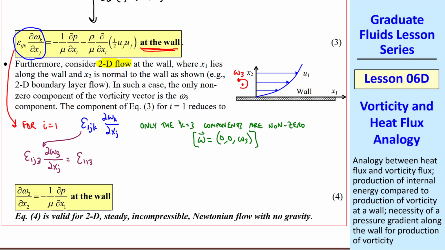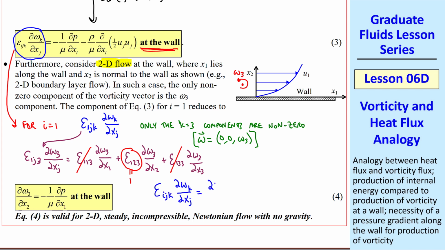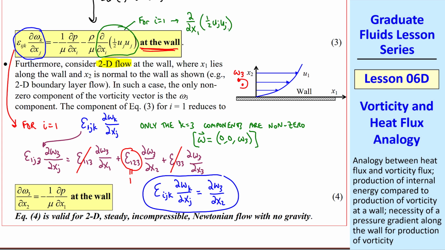Summing over j, we have epsilon 113 ∂ω3/∂x1, plus another term with j equal 2, plus a term with j equal 3. Well, remember that this guy is 0 and this guy is 0, and epsilon 123 is 1. So finally this term circled in blue reduces to ∂ω3/∂x2. Now consider this term. For i equal 1, we have ∂/∂x1 of 1/2 uj uj. But since x1 lies along the wall, any occurrence of uj is 0, so this whole term is 0, and this term drops out. Our final equation then is ∂ω3/∂x2 is minus 1 over mu ∂p/∂x1 at the wall.